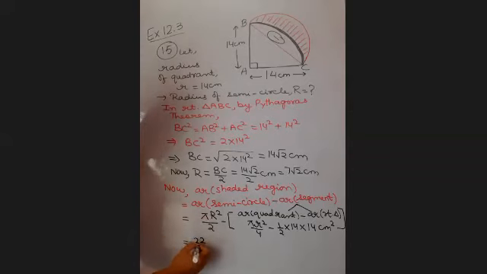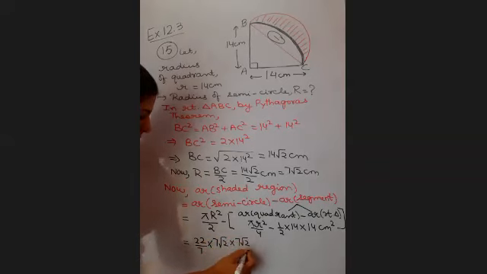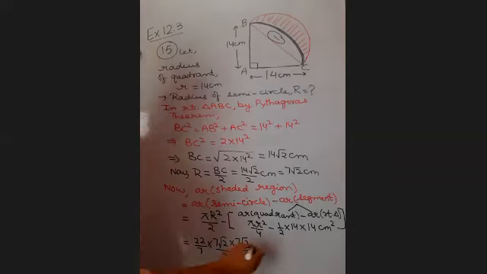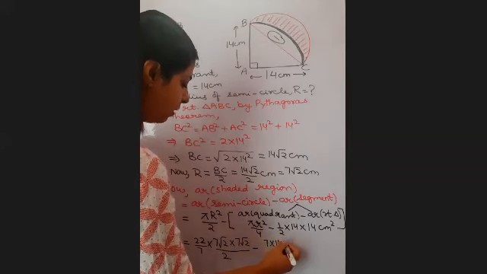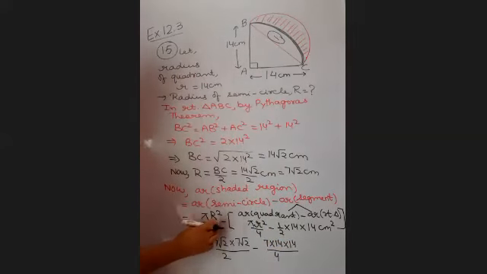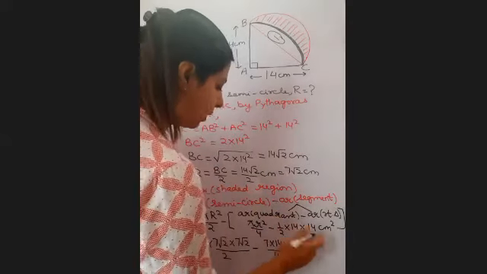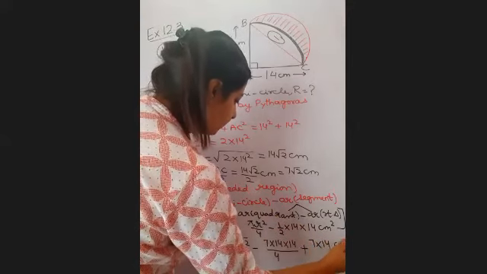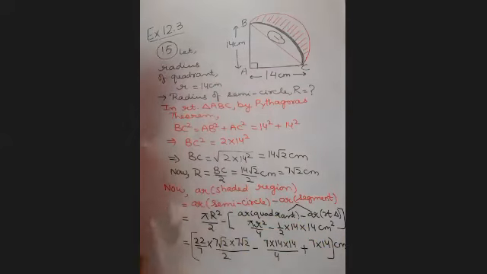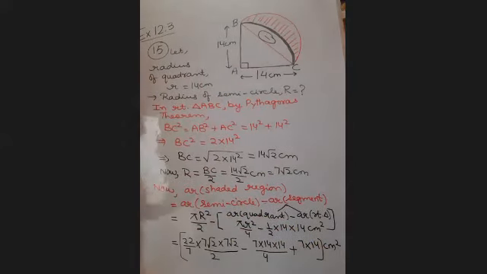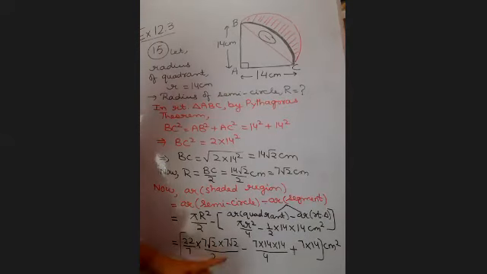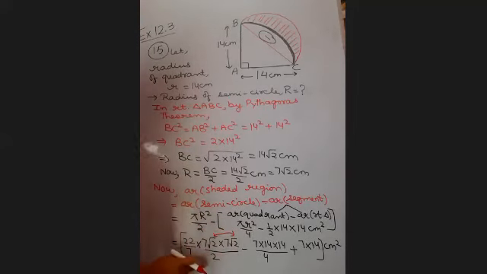Pi is 22 by 7, I will take. Capital R is 7 root 2 into 7 root 2 divided by 2, minus 7 into 14 into 14 divided by 4. Now, mind it, children, minus minus would become plus. When you open the bracket, it will become plus. 2 and 14 cancel, so 7 into 14. I would like you to pay a little attention over here. Root 2 into root 2 makes 2. So this will get cancelled by this 2.